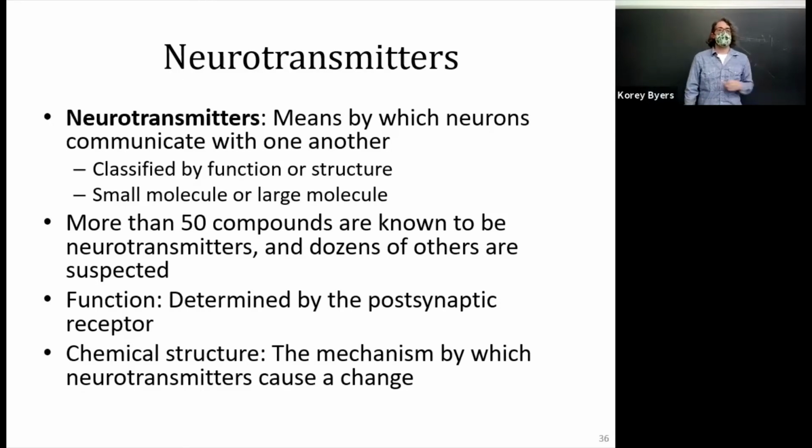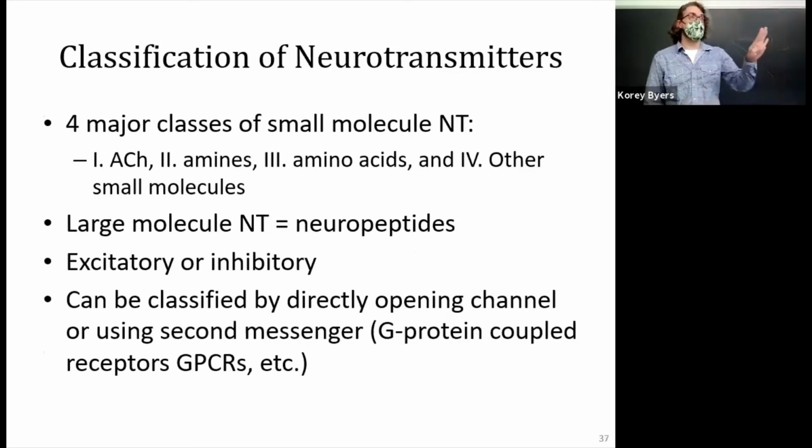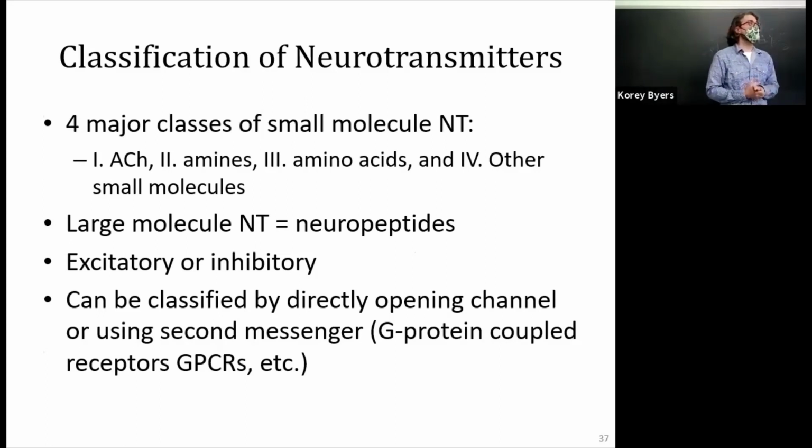Looking at chemical structure, we can look at the mechanism by which neurotransmitters cause a change and figure out what they do. There are four major classes that you have to know, and I think this is the homework question for this. There's acetylcholine, amines, amino acids, and then class four, which we just call other small molecules, which is kind of a cop-out. Like, who named that? Other small molecules. They didn't have a good name for it, so they just said, other stuff, I guess. And there's a fifth called large molecule neurotransmitters, which are our neuropeptides.